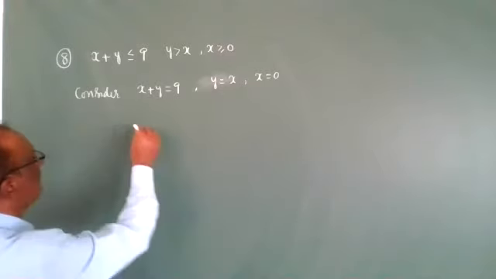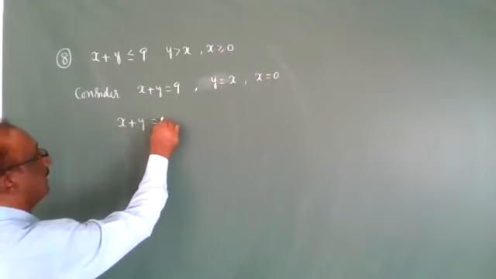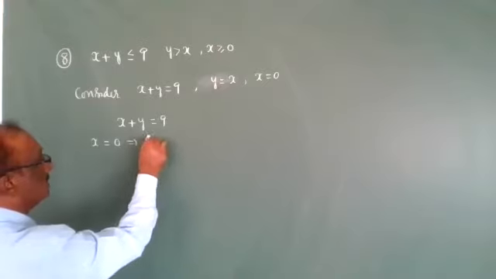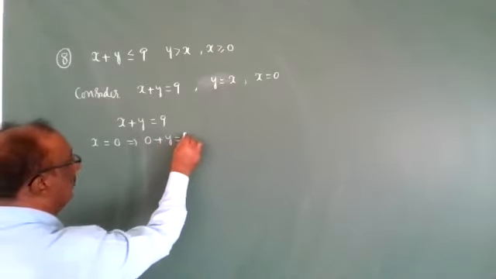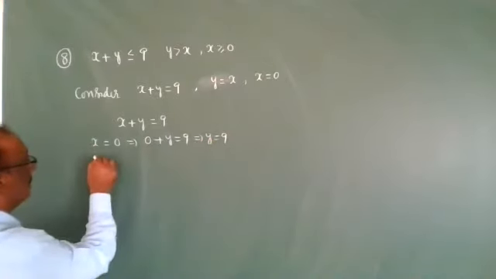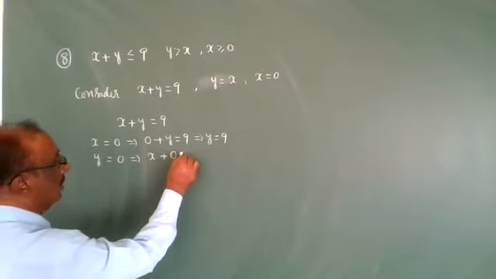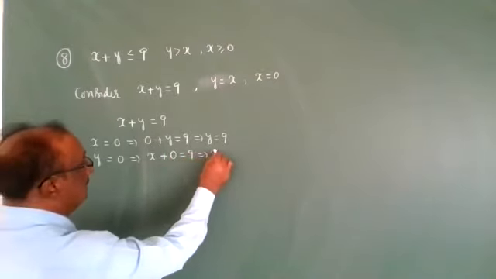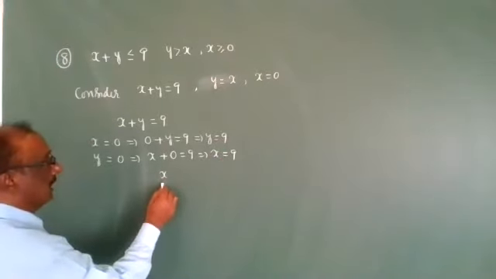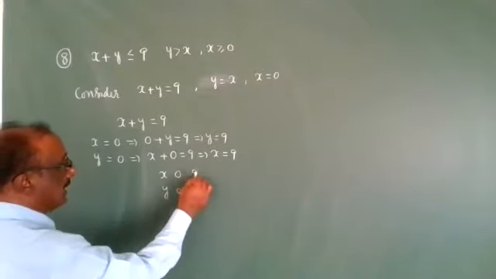Okay? So the first equation is x plus y is equal to 9. X is equal to 0, then 0 plus y is equal to 9, so y is equal to 9. And y is equal to 0, then x plus 0 is equal to 9, x is equal to 9. Therefore, write in the table, everyone, x and y. X is 0, y 9; y 0, x 9.